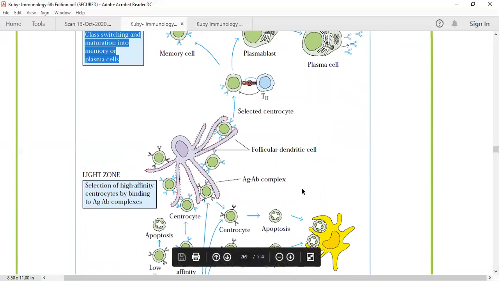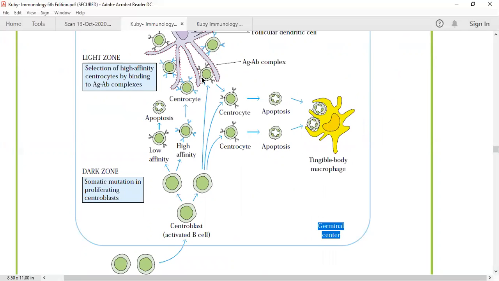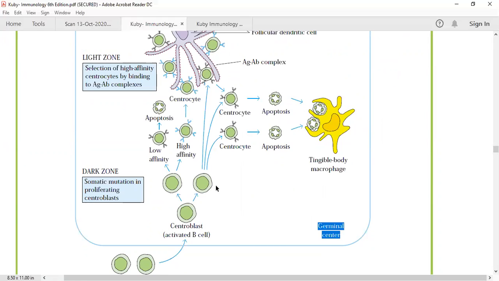So all these events are actually happening in the germinal center. Therefore it is written here, germinal center. All right. Not only these dendritic cells, the macrophages are also there in the germinal center. They are going to destroy the apoptotic bodies, or those cells which will die during the selection process.